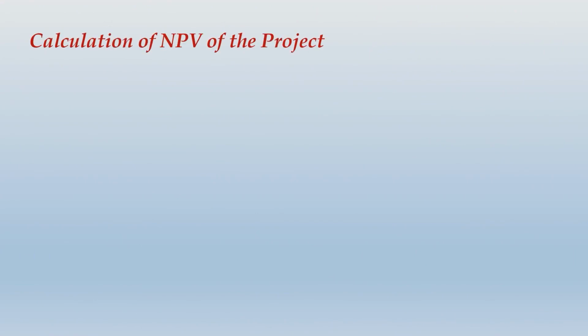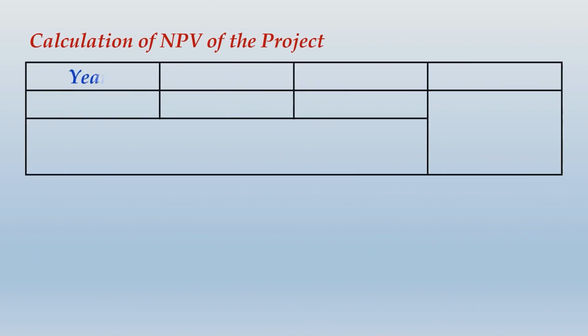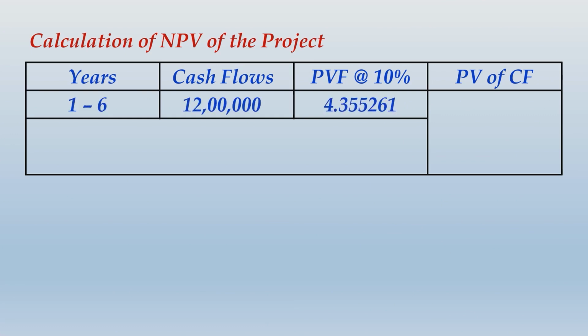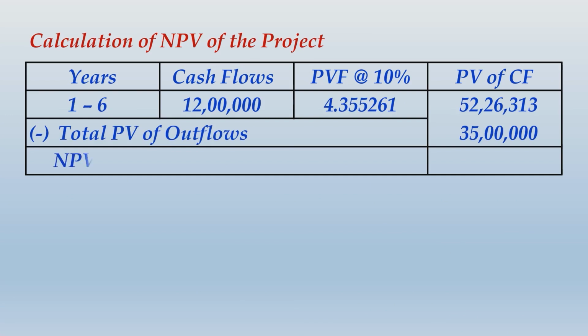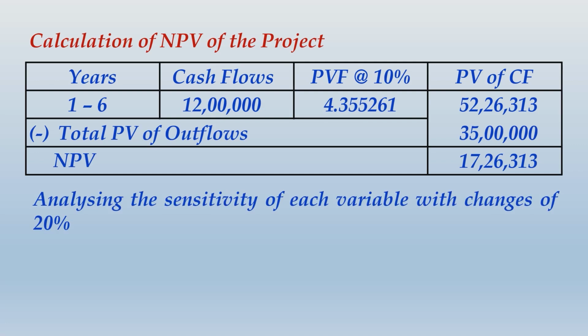So in your solution, you first find the NPV of the project, and how to compute NPV, you don't have to depend on anyone, you know how to do it very well, and your answer for NPV comes to 17,26,313. I'm sure you would have done that calculation on your own easily. Now we will analyze the sensitivity of each variable with changes of 20%.